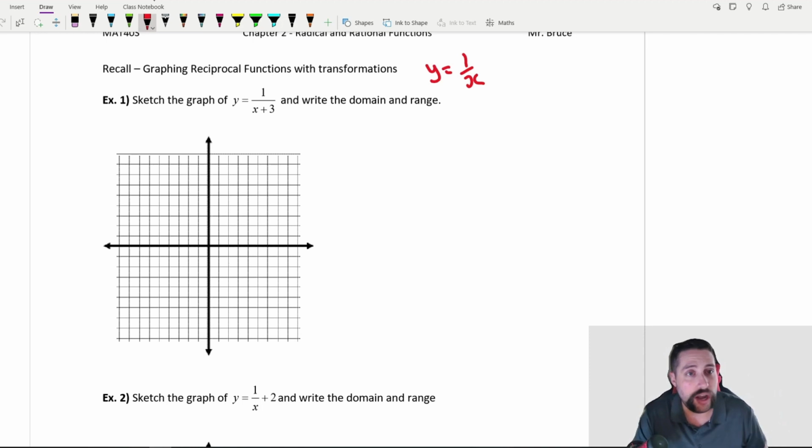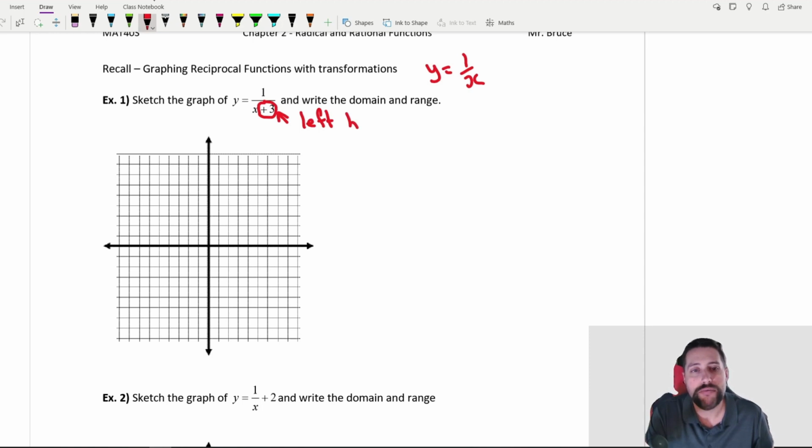It says sketch the graph of y equals 1 over x plus 3 and write the domain and range. In this particular case, when we have an x plus 3 in the denominator, this is telling us that we're going to move this to the left by 3. We're going to pick up the graph of y equals 1 over x and move it to the left 3. So this is going to be our horizontal transformation. Okay, so let's graph this out now.